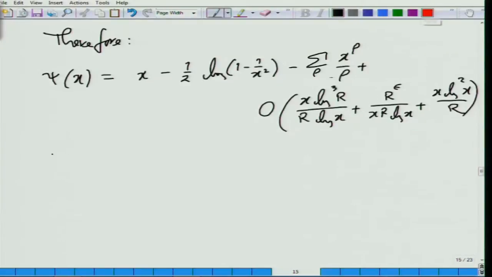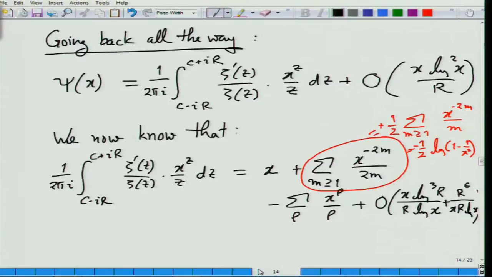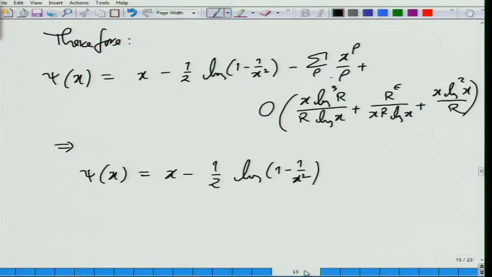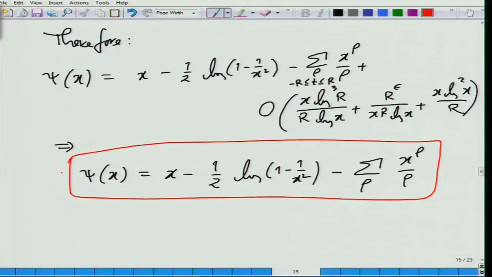So, this certainly implies that psi x equals x minus half, and so on. I made a mistake. This sum over rho is only for t less than or equal to r, actually minus r less than or equal to t less than or equal to r, because that is the region we are integrating. And of course, we can send r to infinity and derive this. An exact formula for psi x is precisely this.